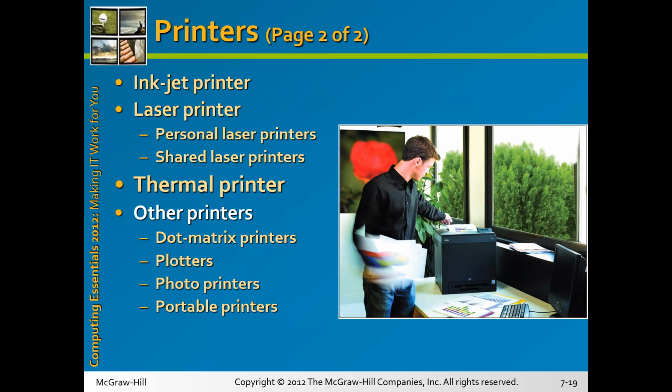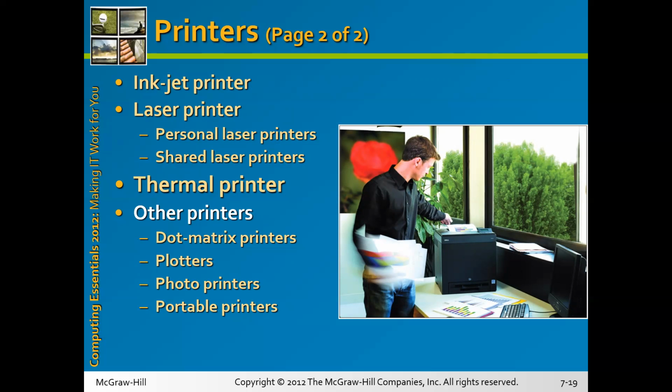There are three major types of printers: inkjet, laser, and thermal. Most people are familiar with these. Inkjet printers spray ink at high speed onto the surface of paper. Laser printers use a laser light beam to produce images. Laser printers are more expensive than inkjet printers. Thermal printers use heat elements to produce images on heat-sensitive paper, used to produce high quality artwork.